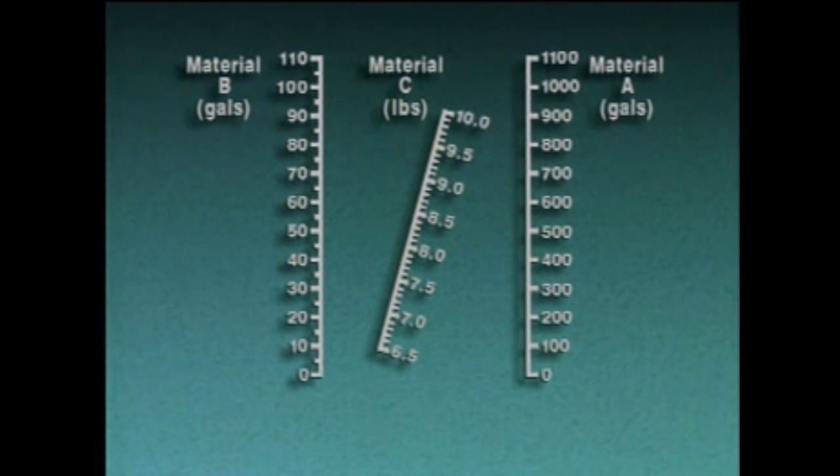We can find how much of material B must be added to 300 gallons of material A and 8.0 pounds of material C by drawing a line through the marks for 300 gallons and 8.0 pounds. The point where this line intersects the material B scale is 56 gallons. This means that 56 gallons of material B must be added to make the product.